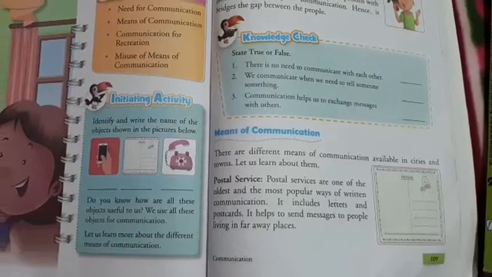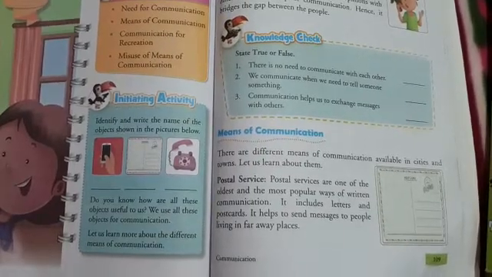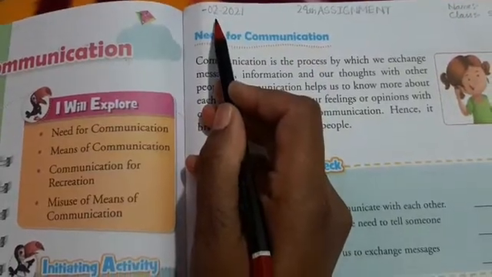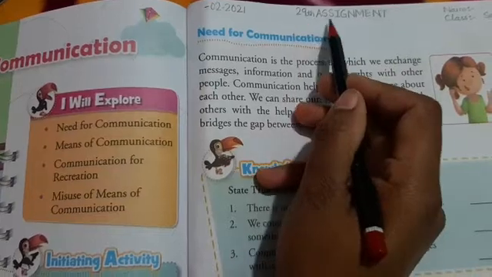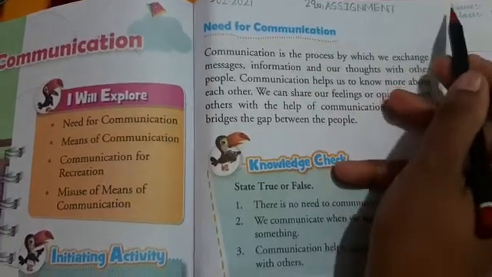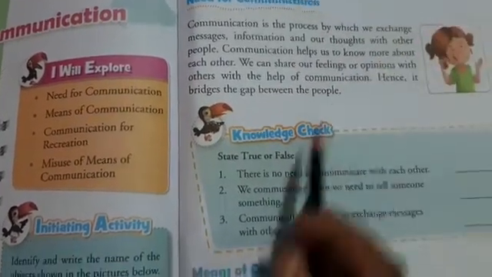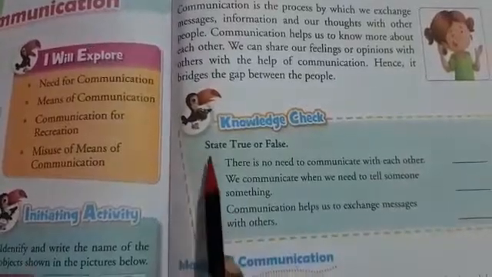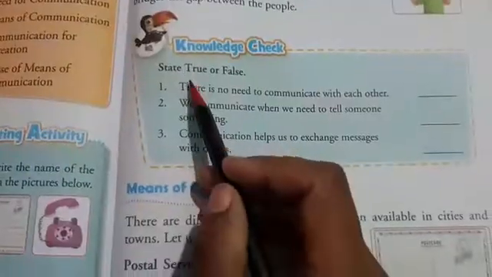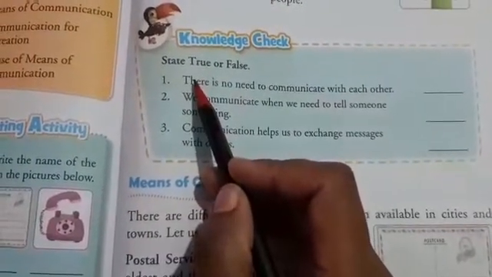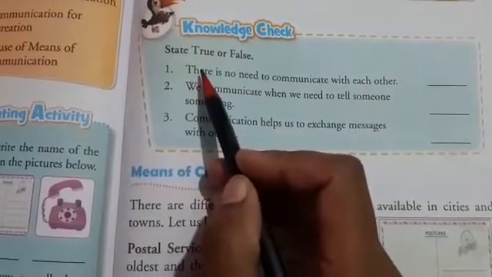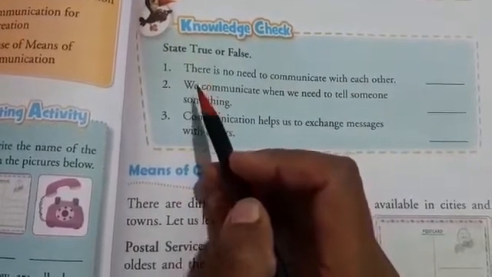Now children, open the book at page number 109. Children, first you will mention the date, write 29th assignment, mention your name, class, section. Now come to the question, state true or false. If the statement is true, if the statement is correct, you have to write true. If the statement is wrong, you have to write false.